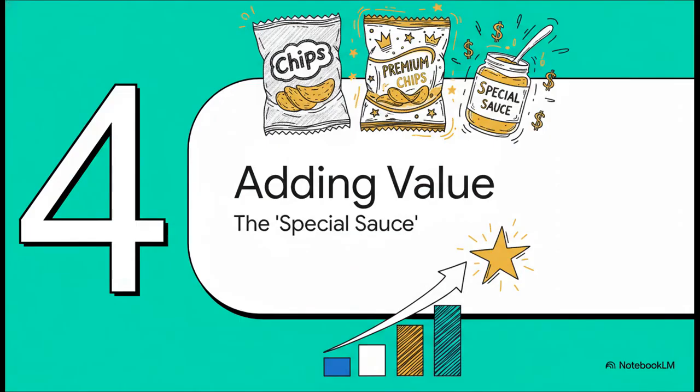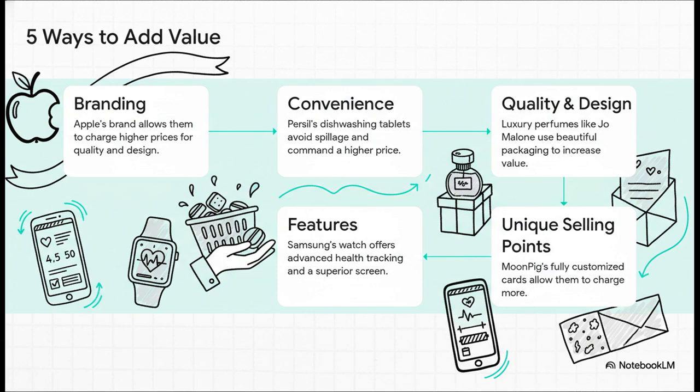Okay, so now we know how to make a bag of chips using our 4 factors. But how do we make it a premium bag of chips that people are willing to pay more for? The secret is in something called adding value. Businesses have a few key ways to do this. Take branding, for example. Apple's logo alone lets them charge a premium because they've built a brand that people associate with quality. Or think about convenience. Persil selling laundry detergent in little tablets just makes a chore easier, and people will pay for that.